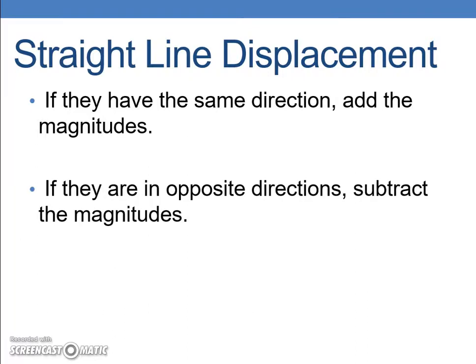However, if you were to go in opposite directions, you go north for 5 meters, and then you turn around and come back south for 5 meters, you're going to subtract those because they are in opposite directions. It's almost like canceling out.